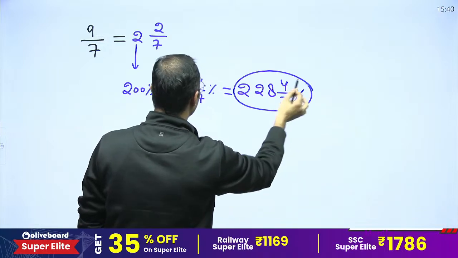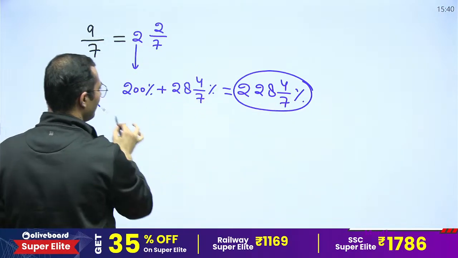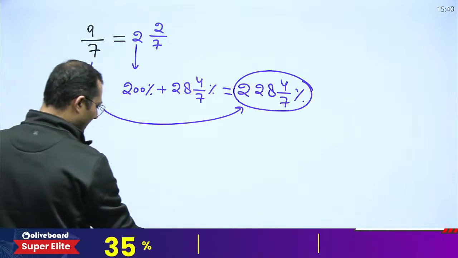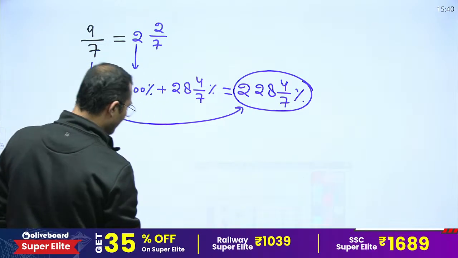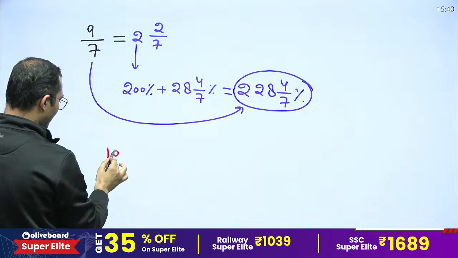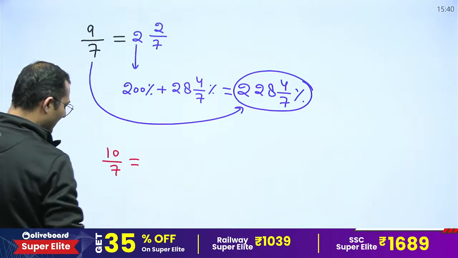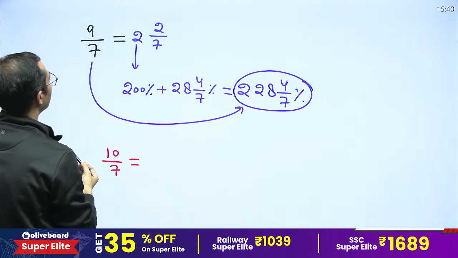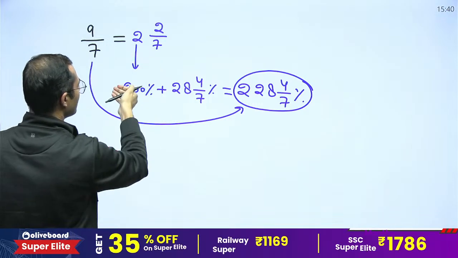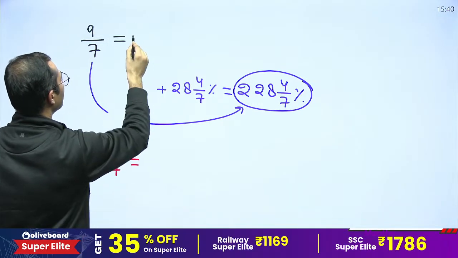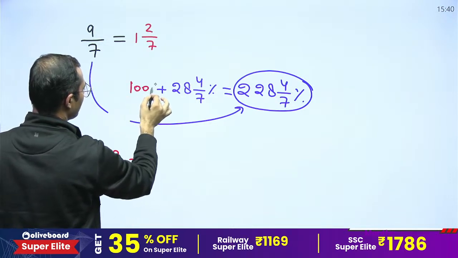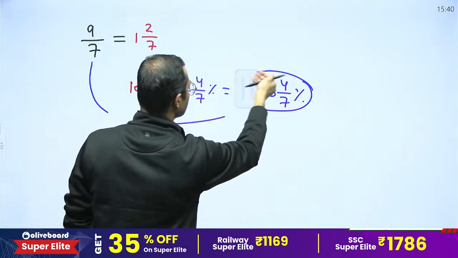Is this clear? Once the process is clear, so directly we can write it. See, if I say that we have to convert 10 upon 7 into percentage. See, directly we can say that 7 1 is 7. Sorry. It is not 200. Sorry. This is 1 whole 2 upon 7. So 1 is means 100%. Sorry. Just correct it.